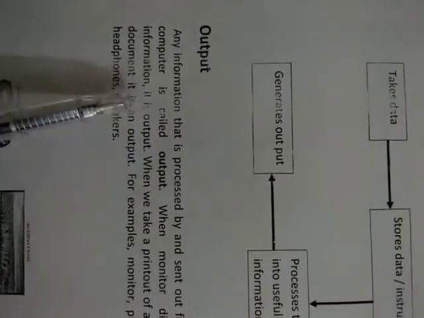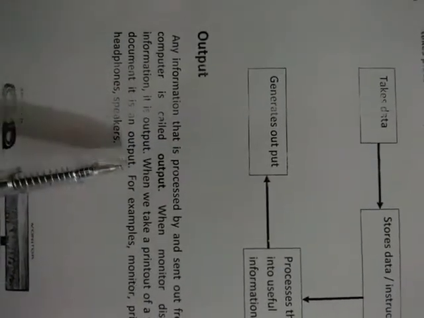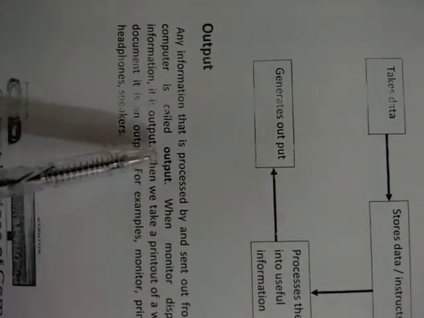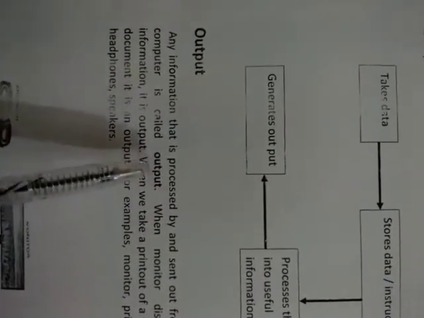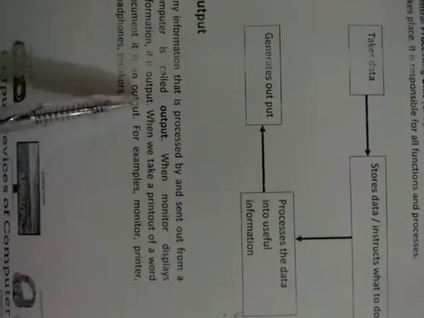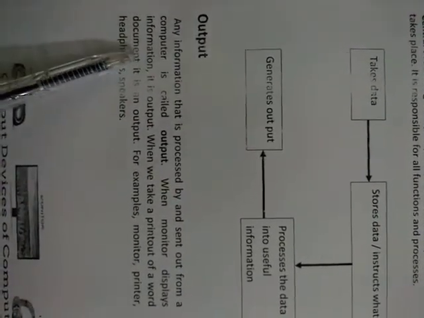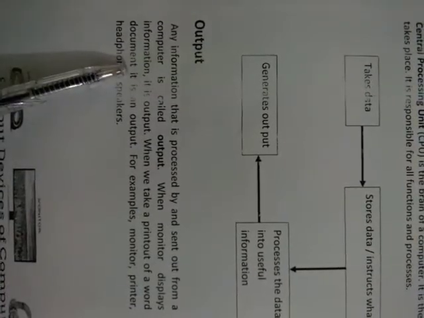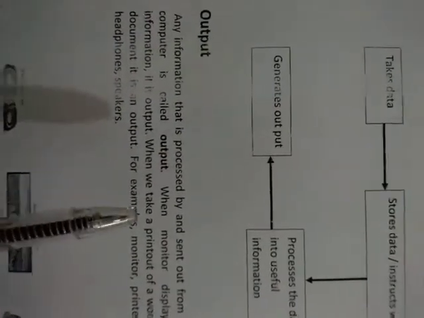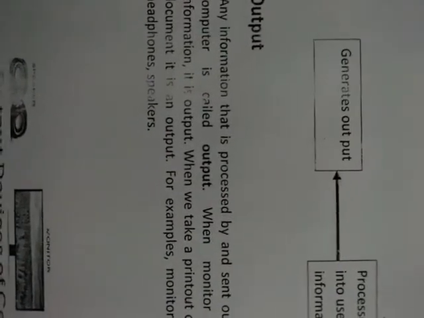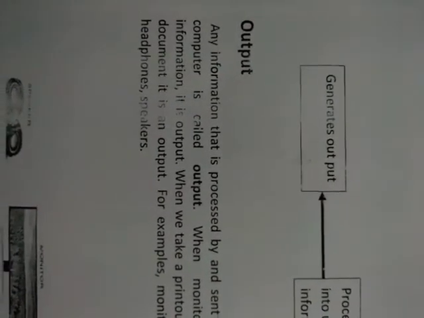When a computer generates a result, that is called output, and this output is shown on the screen of a monitor. This output is in the form of a printout, in the form of a document. Okay students, so let's see the devices of output. Let's see the output devices.